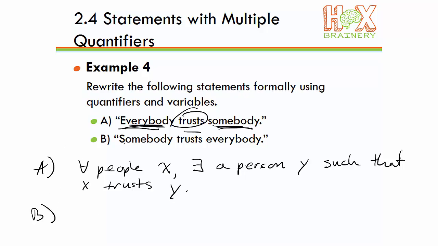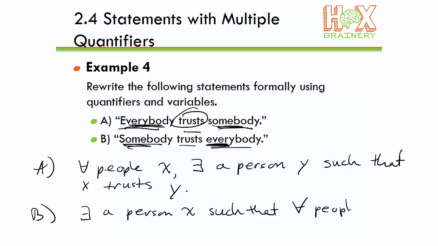And then part B, it says somebody trusts everybody. Now the somebody, that's the existential, the there exists. So we'll say there exists a person X such that, and then here's the everybody, so that's a universal, such that for all people Y, and then trust is your property, so X trusts Y. That's how you would put it into formal terms.